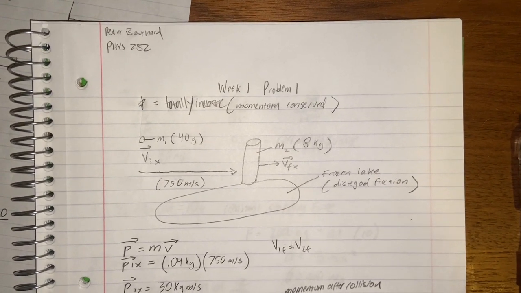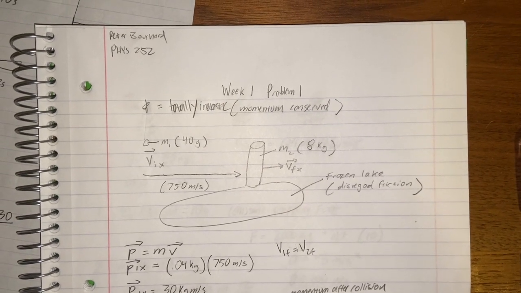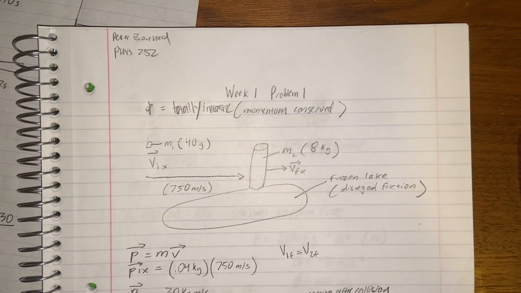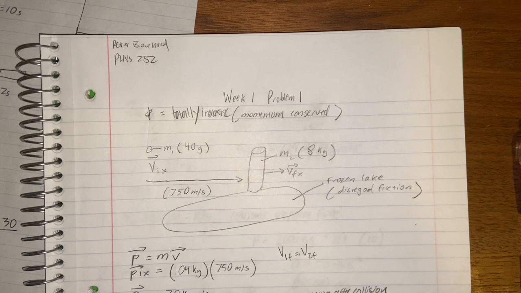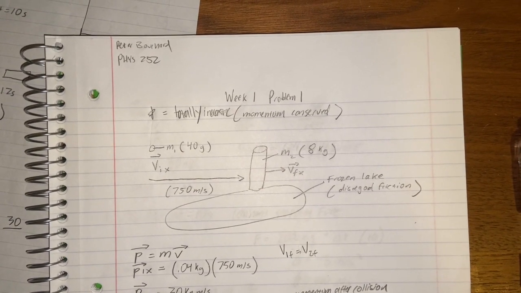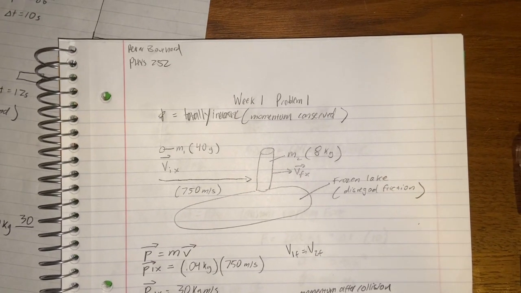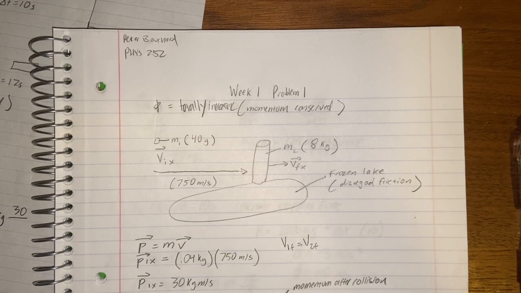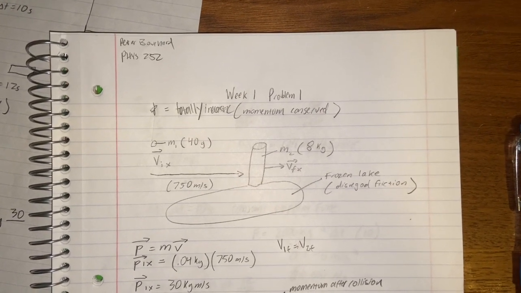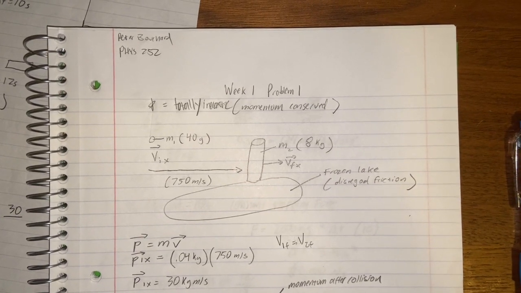So in this problem we have a bullet that is shot at an exit velocity of 750 meters per second with a mass of 40 grams, and it is then lodged into a log that is sitting on a frictionless frozen lake with mass M2 being 8 kilograms. And we're trying to find the final velocity of the log and the bullet as the bullet is embedded into the log.